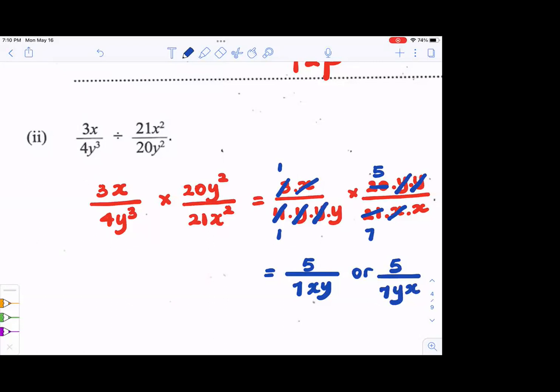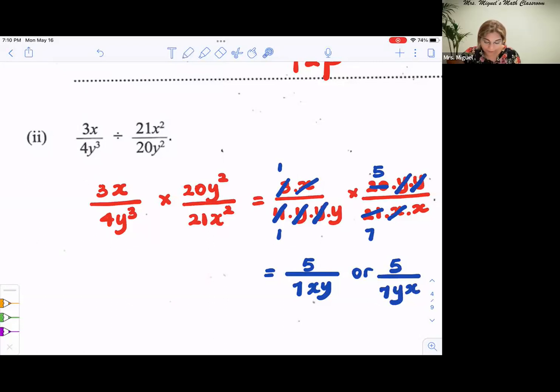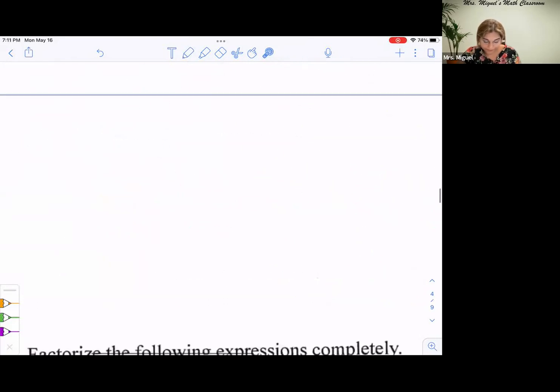Yeah, ma'am. Now, remember the rules of indices. When the base is the same, we add the powers. That is when we are multiplying, right? We go in again.